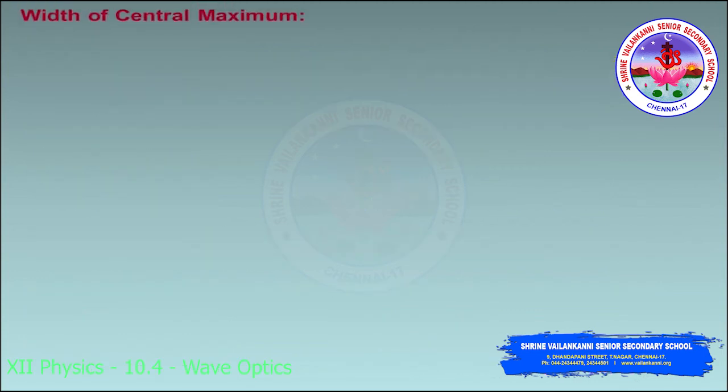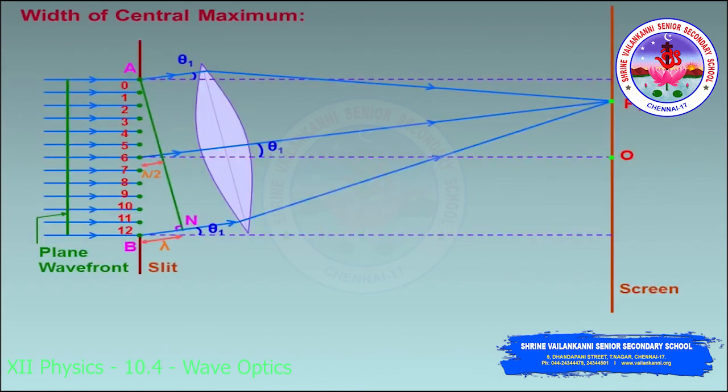Next, the width of the central maximum. The width of the central maximum we find with the help of its angular width, which is nothing but what? That is the angular separation between the directions of the first minima on the two sides of the central maximum, right? So the direction of the first minima on either side of the central maximum is given by what? Theta equals lambda by d, right? So the angular width of the central maximum is 2 theta equals 2 lambda by d.